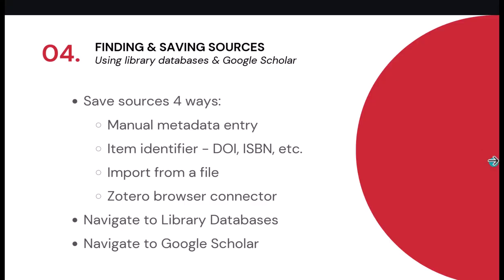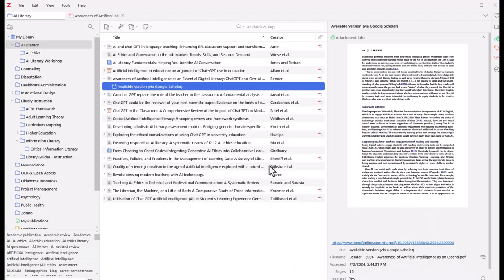And so now that we're more familiar with the interface and know how to add items manually, we're going to add an item by identifier and then import from a file, and then we'll use the browser connector with databases in Google Scholar.